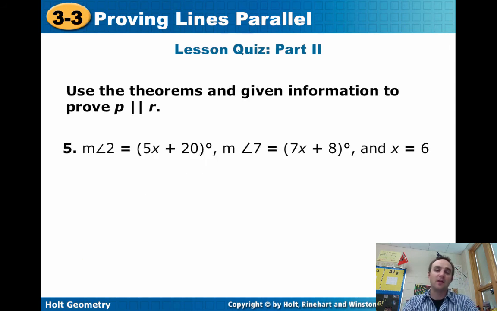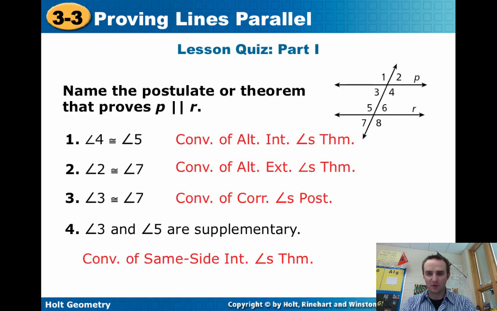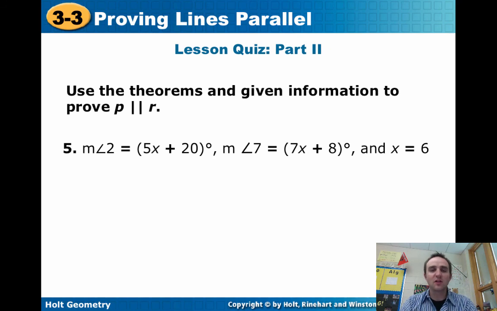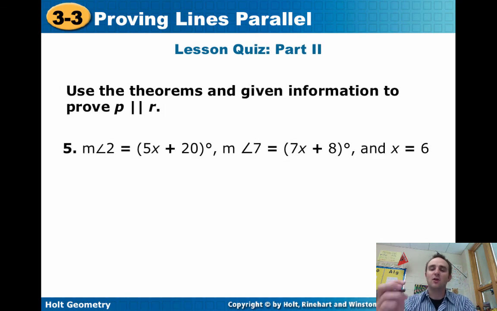Good. Last one. We want to prove that P is parallel to R. How are we going to do that? Try it out. Okay, of course we're going to plug in the 6. When we plug in the 6, that gives us 50 and 50. If we look back, we're looking at this one. Okay, last one. We're still going to use that figure. So we're looking at angle 2 and 7. If you look right now, 2 and 7, we see our alternate exterior. Keep that in mind.